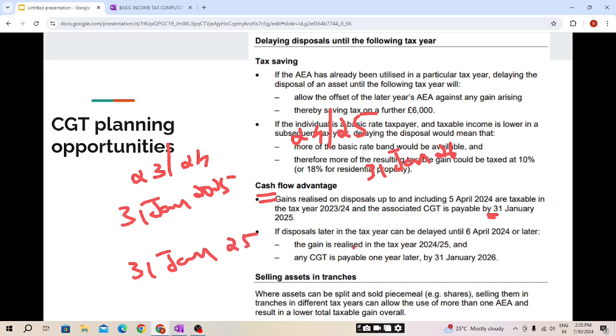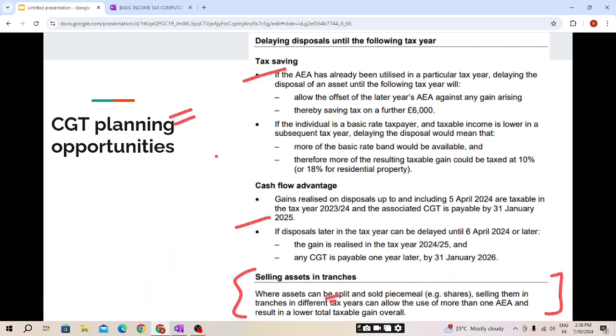If the disposal can be delayed until 6th April 2024 or later, the gain is realized in the tax year 24-25. You can claim the AEA also, and the CGT is paid 1 year later by 31st Jan 2026. So this is a planning question, students. You need to see the situation of the individual so that you can minimize the tax. Students, we have covered the tax saving and cash flow advantage. Now we will be seeing how we can plan for CGT.